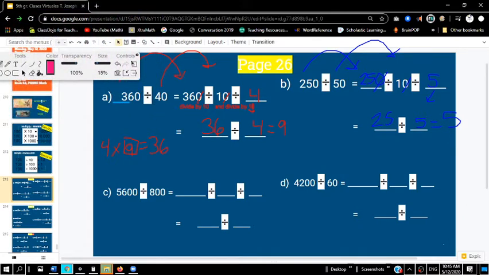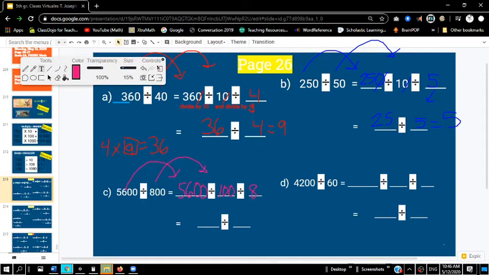Let's try letter C. 5,600 divided by 800. Well, again, I'm going to put my first number in that blank just to represent it. Okay, and I can simplify 800 into 100 times 8. So I'm going to divide all of those out. If I want to simplify even more, I'm going to divide both sides by 100, because 100 divided by 100 is just going to equal 1. And if I divide 5,600 by 100, that's going to give me 56.